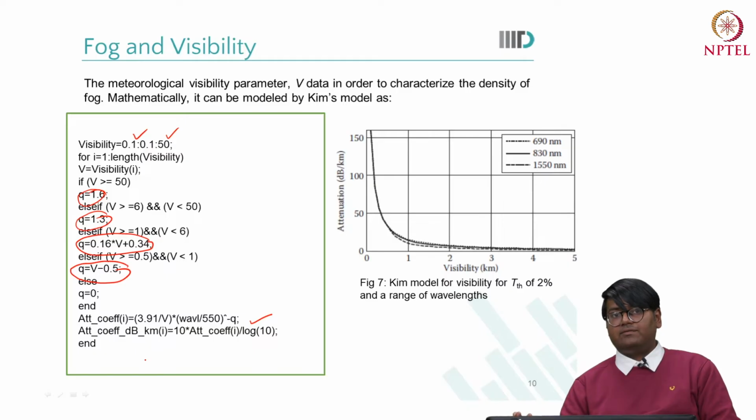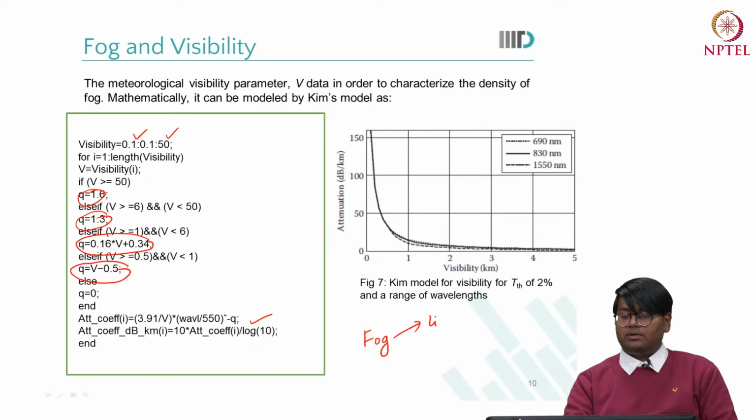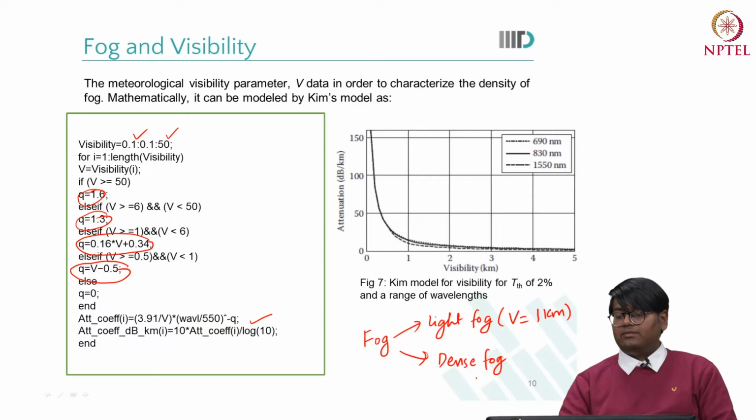Now, for visibility greater than 5 kilometers, the attenuation is very low. It is also evident from this curve itself. So, we see that when your visibility is very low, which is typically the case of fog, your fog is characterized as light fog or dense fog. We can define light fog by the visibility parameter when your visibility is approximately 1 kilometer, and dense fog is characterized by V equal to 0.5 kilometers. So, this is how we have defined fog.